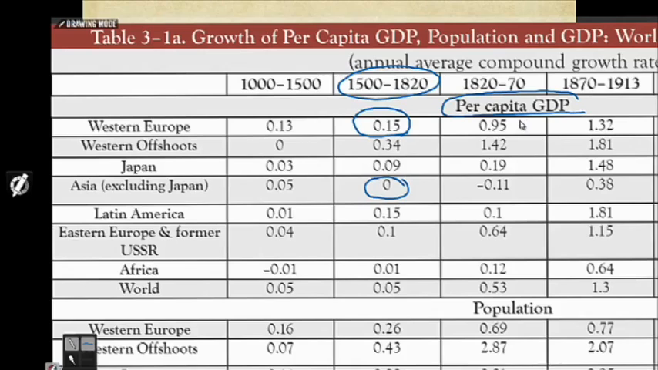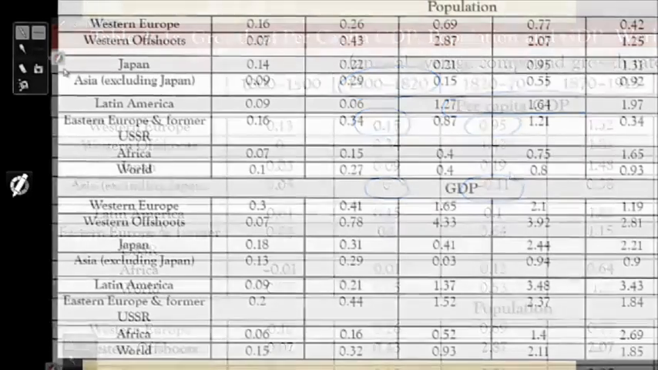Notice that Western Europe is growing per person on average of about 1% per year for 50 years, while in Asia, excluding Japan, that would be China, India, Southeast Asia, on average it's actually declining slightly per year for 50 years. That's going to be a pretty big divergence.